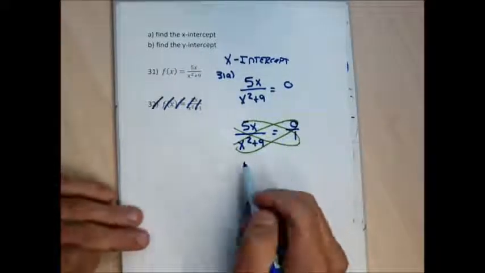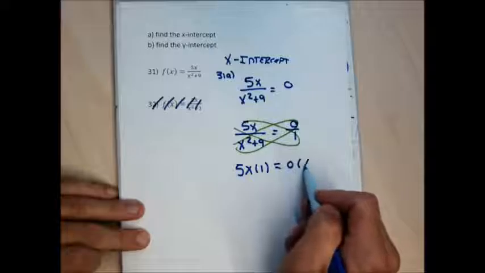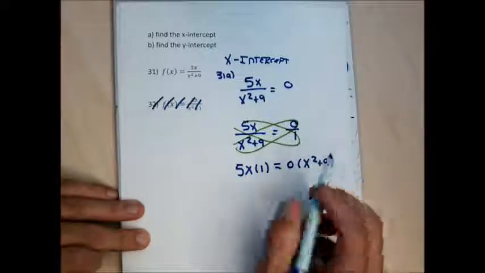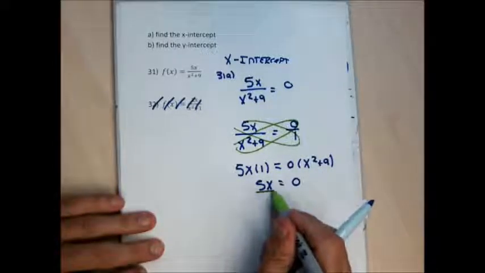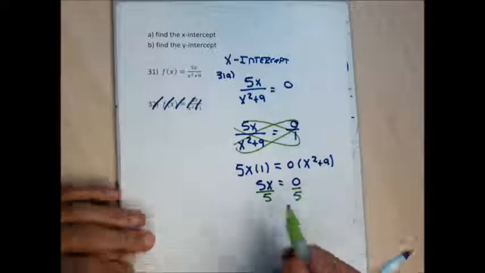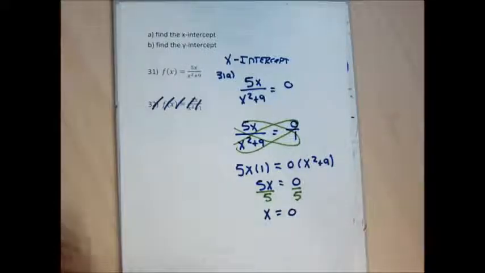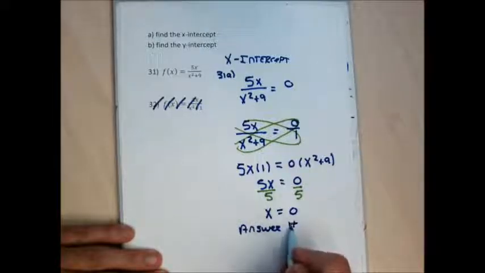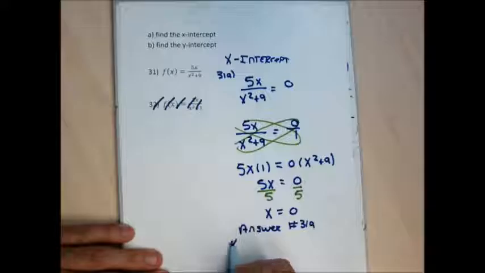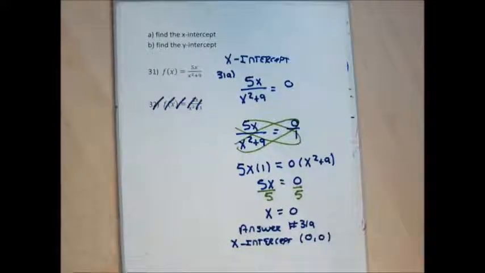When I cross multiply down, I get 5x times 1. When I cross multiply up, I get 0 times x squared plus 9. That's going to give me 5x on the left side equals 0 on the right side. I'm going to divide both sides by 5. On the left side, the 5's will cancel, leaving me with an x, and on the right side I get a fraction with a 0 in the numerator. When I go to write my answer to problem 31a, the opposite letter is always 0, so for my x-intercept, I'm just going to write it as the point (0, 0).